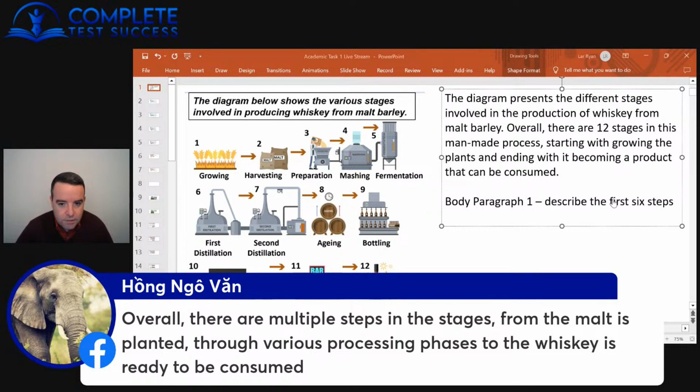"From the malt is planted." Well, let's say from the malt being planted, and just say malt barley as well. That's the term they used in the question. So from the malt barley being planted, through various processing phases to the whiskey being consumed. Okay.